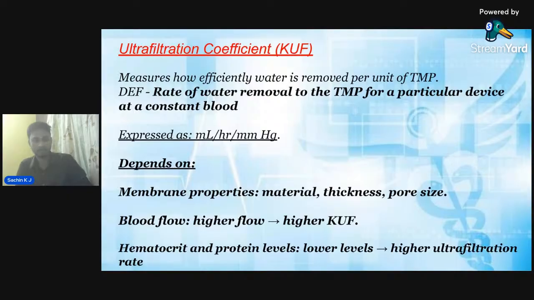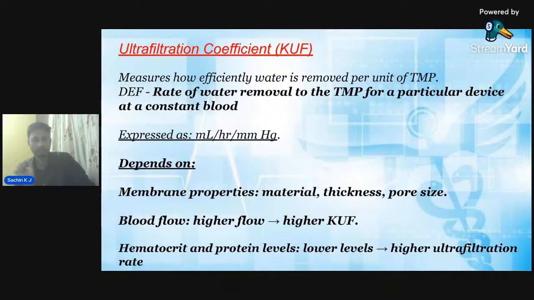Membrane properties: what material we are using in ultrafiltration, and membrane thickness. If there is any clotting, it will reduce the ultrafiltration rate. If the membrane is very thick, the ultrafiltration rate is low. If the membrane is thin, the ultrafiltration rate is high. It is like an oxygenator: if there is any clotting, the oxygenation capacity is very low. Similarly, if there is more thickness in the ultrafiltration membrane, ultrafiltration is very low, and if the membrane is very thin, the ultrafiltration rate is very good.